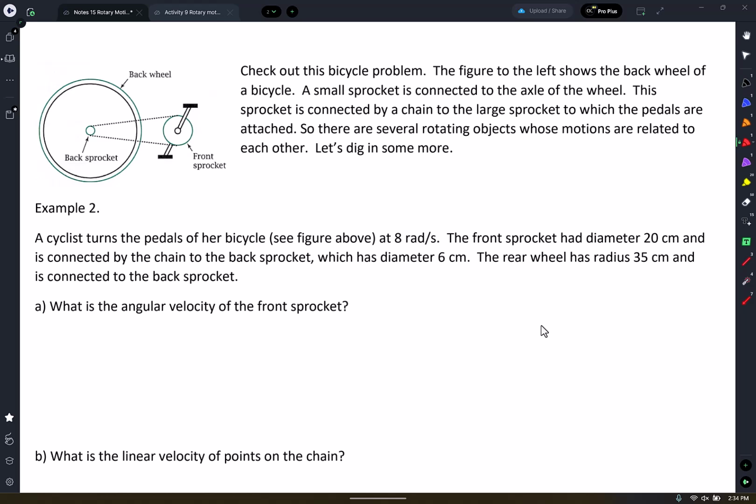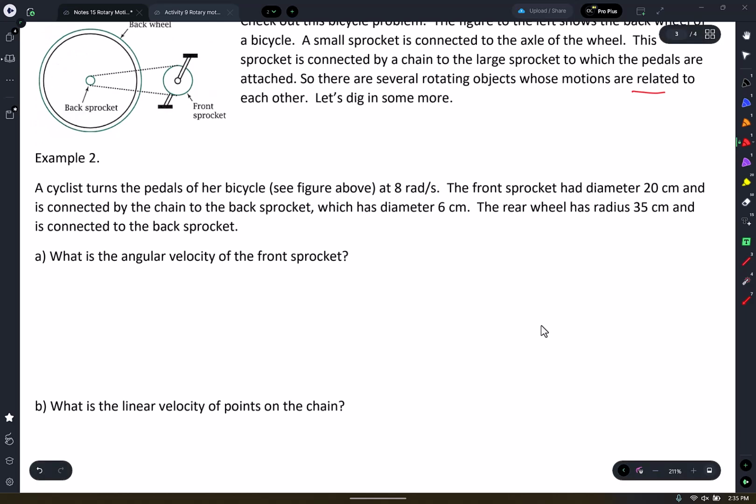The figure to the left shows the back wheel of a bicycle. A small sprocket is connected to the axle of the wheel. This sprocket is connected by a chain to the large sprocket to which the pedals are attached. So there are several rotating objects whose motions are related to each other. Let's dig in. A cyclist turns the pedals of her bicycle at 8 radians per second.